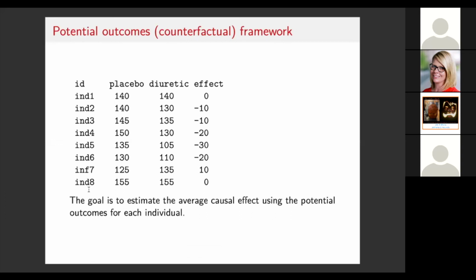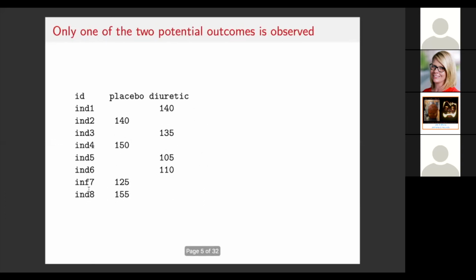So immediately you can see that in order to estimate the causal effect, you have to impute the data in some way.